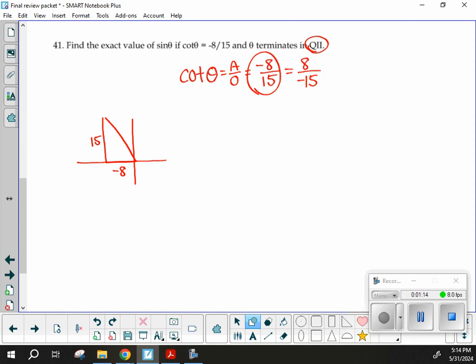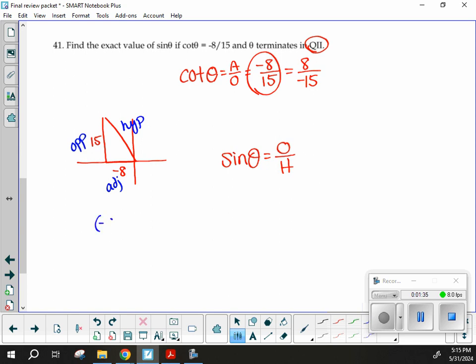We are going to try to figure out not really even what theta is, just sine of theta. So to find sine of theta, I just need opposite over hypotenuse. I already have, let me label here, here's my adjacent, here's my opposite. Let's just find the hypotenuse and plug it into our little SOHCAHTOA ratio. This is just a little Pythagorean theorem problem.